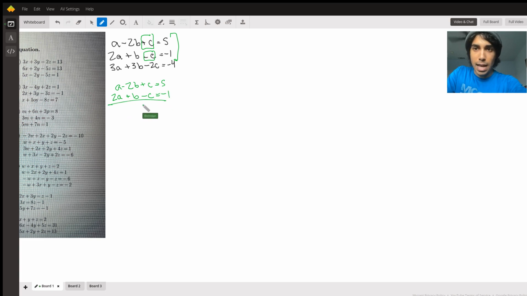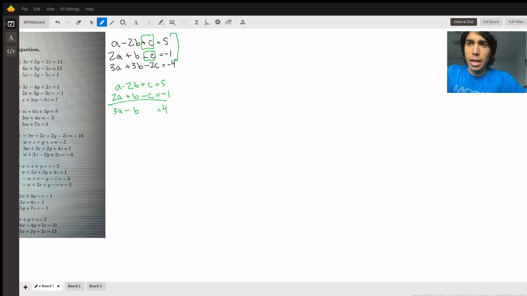All right, so we're going to add these together. That's 3a. Negative 2b plus b is negative 1b. The c's cancel out. 5 minus 1 is 4. All right, so now I've got to use some other combination. I can use the top one with the bottom one, or I can use the bottom 2. And again, it doesn't matter which ones we use, as long as we do some multiplying and eliminate that same variable. We need to stay eliminating c.